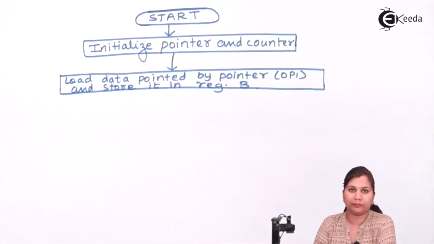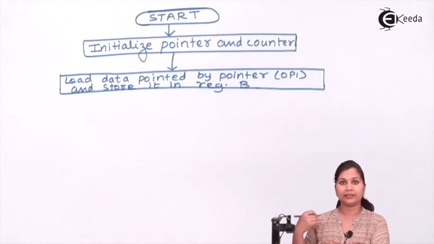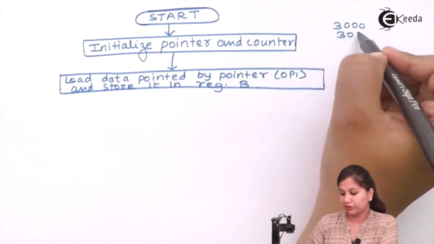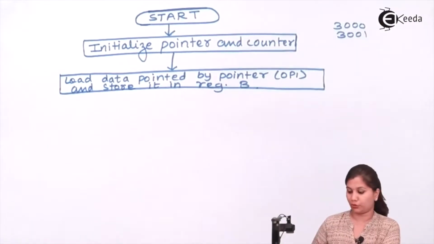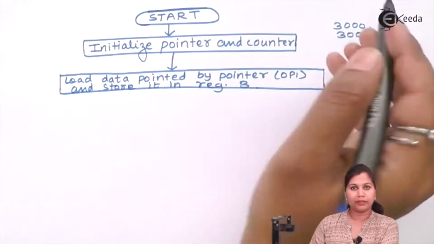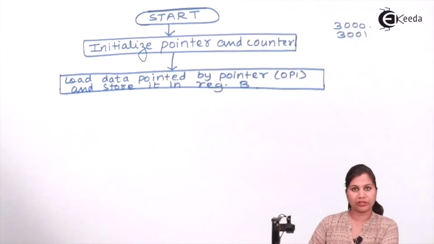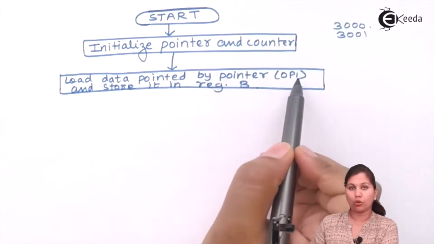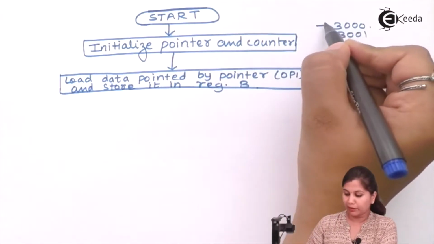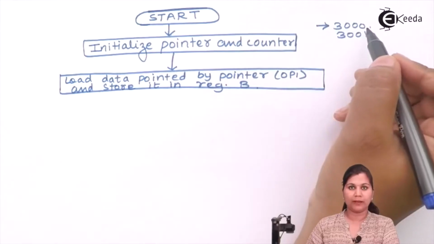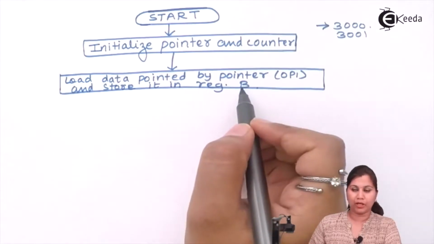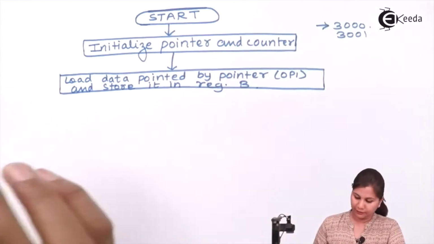Next we have to load the number, because as I have said, the array is stored from the starting memory location 3000, then 3001, 3002. In this way all the numbers are stored. So the first number should come in register B, then the second number should come in register A. Then we are going to compare the two numbers. So the next step is to load the data which is pointed by the pointer OP1. OP1 means this memory pointer which is pointing at the 3000 memory location. So that data will be stored in register B. So the first number we have got in our register B.